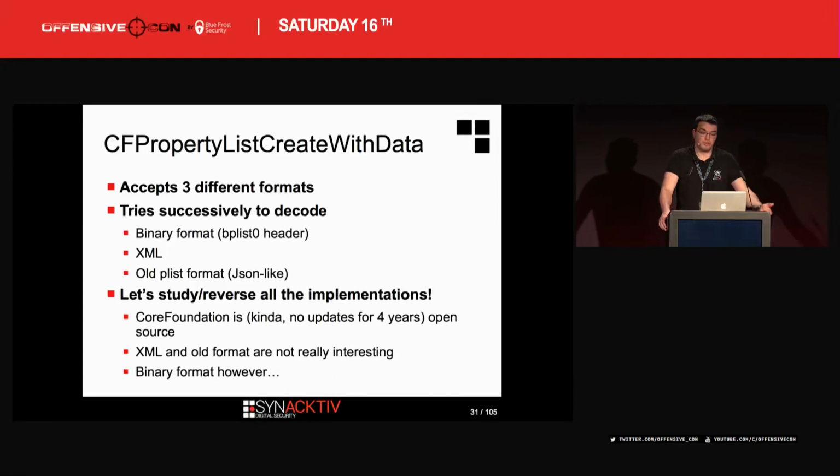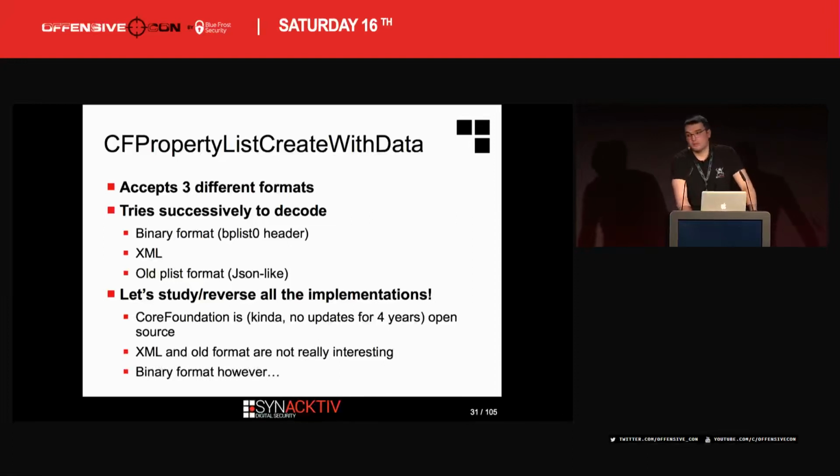And when you read the source, you find out that actually a CF property list created with data accepts 3 different formats. It first tries to decode binary format. If it doesn't work, then it tries to parse it as XML. And if it doesn't work, then it tries to parse the old plist format. For those who know it, it's a JSON-like format. So let's read all the source code.